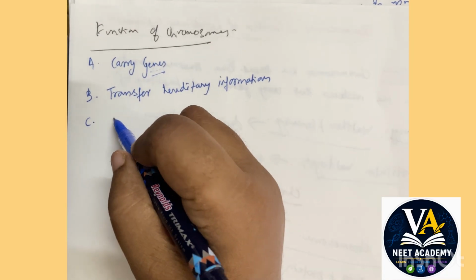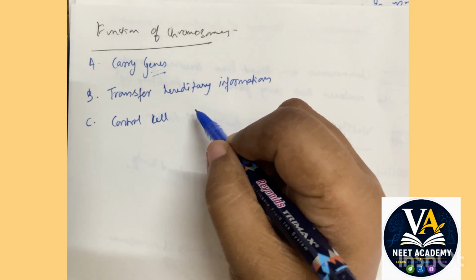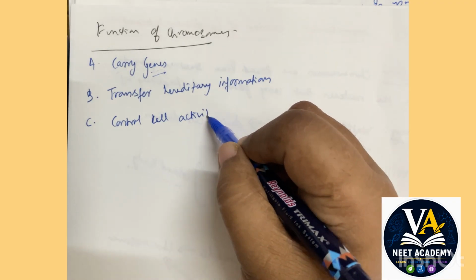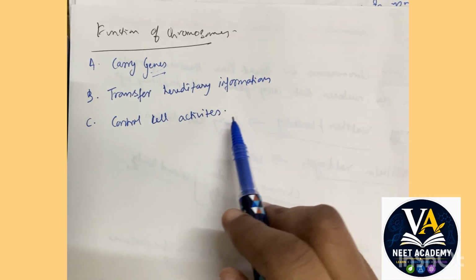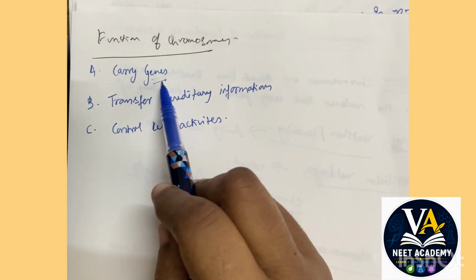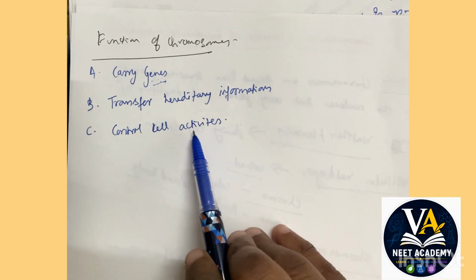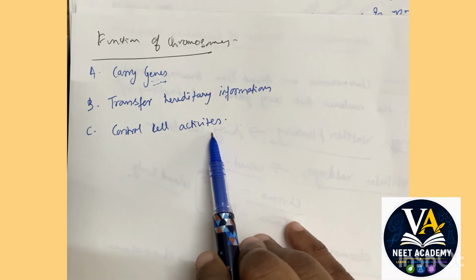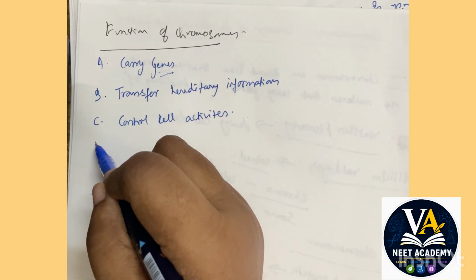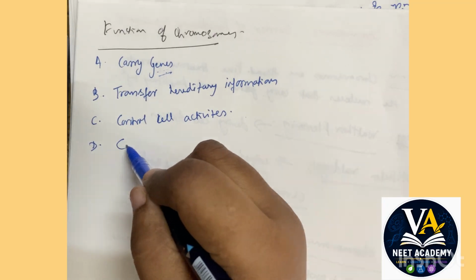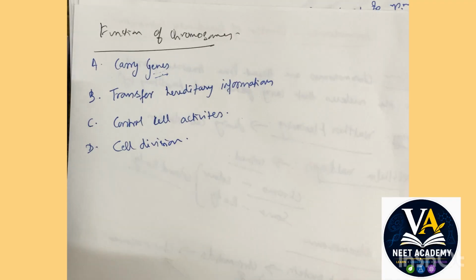The third function is to control all the cellular activities. Now, how does it do that? Because the cell activities are controlled by protein, and this protein is also being dictated by the genes. So, genes, when they activate, produce protein, and protein in turn controls the cell activities. Next, the last function is cell division. Chromosome has a role in cell division.